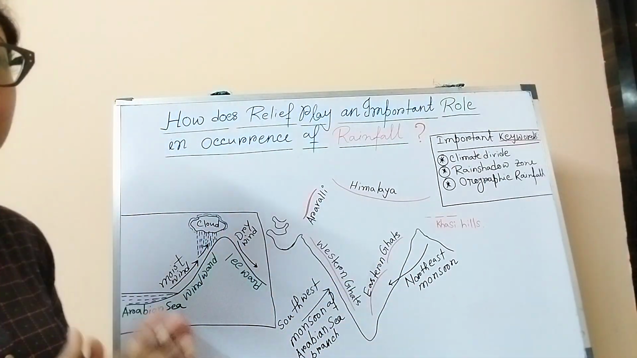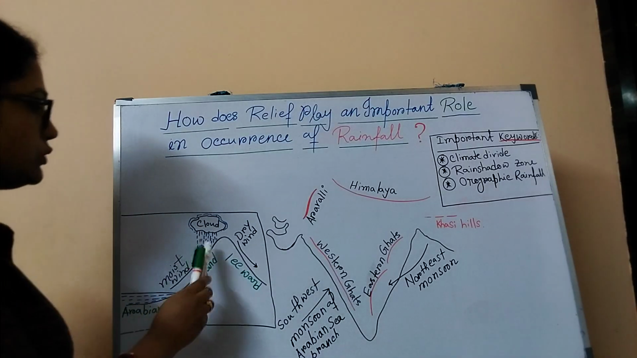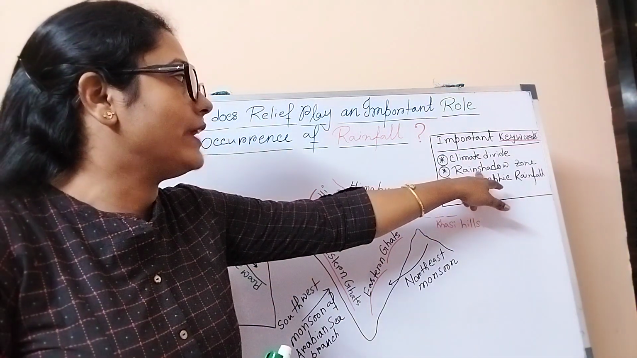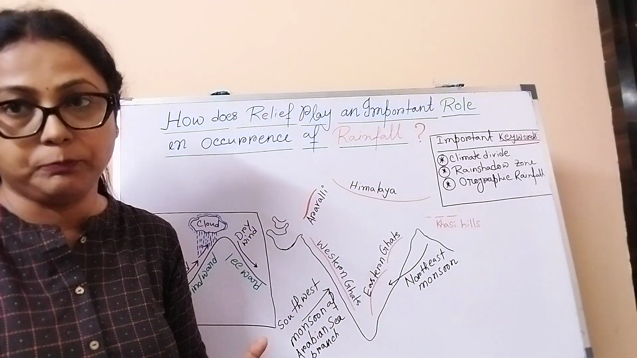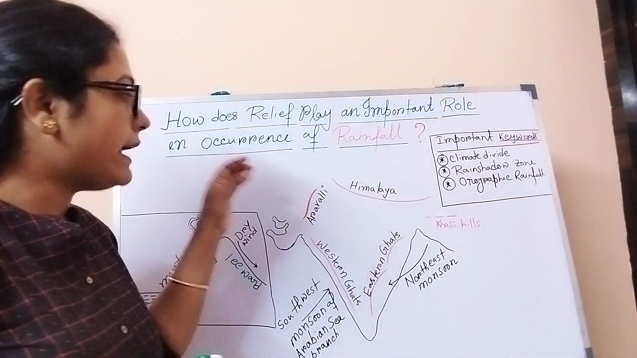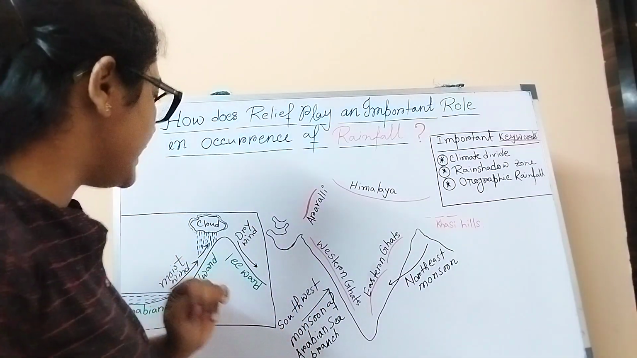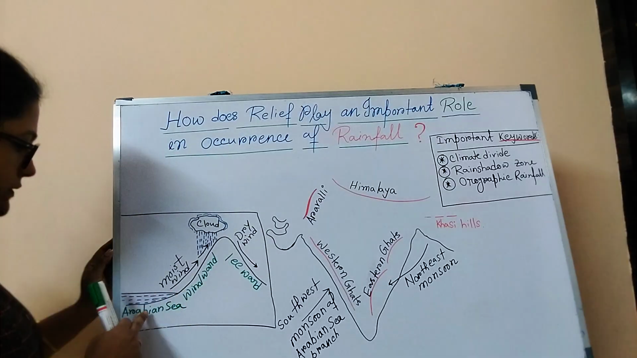So before learning that part, you all observe this area. At first you need to know what is this orographic rainfall and what is the rain shadow zone, because these two terms will come repeatedly whenever I enter into the main concept. So listen carefully. What is this orographic rainfall? Now you all can observe this one.